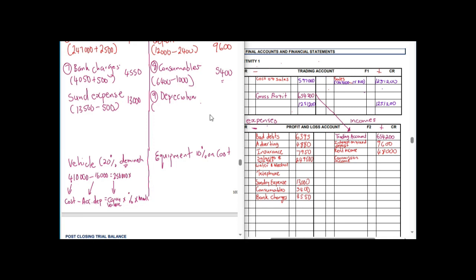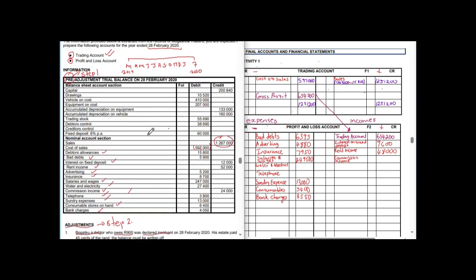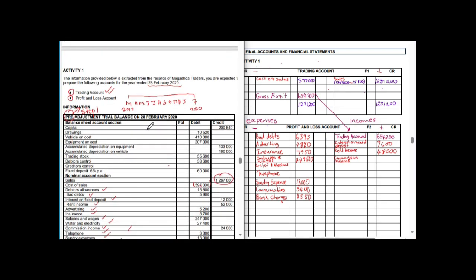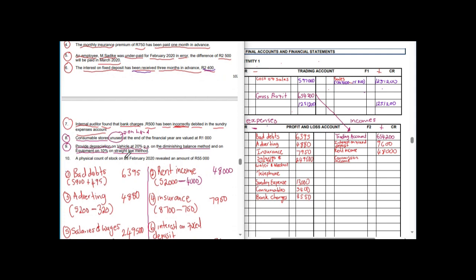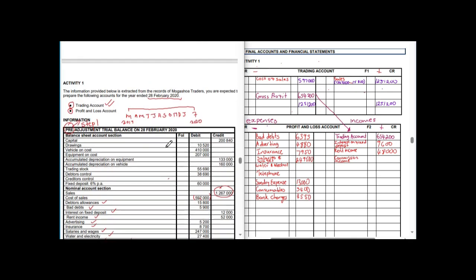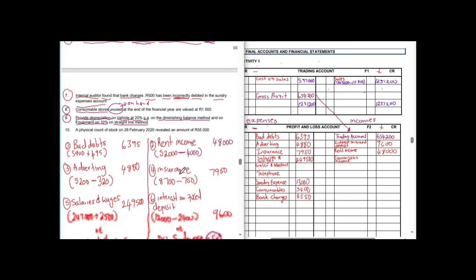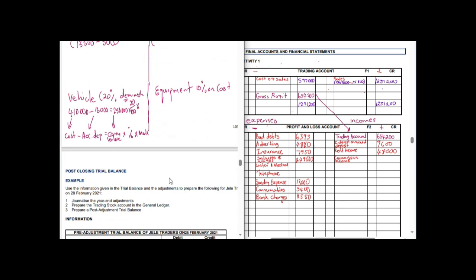250,000 multiplied by our rate, which is 20 divided by 100, multiplied by the months this vehicle is in the business. It's in the business for the entire financial year, meaning starting from March up to the 28th of February, as they told us that we need to calculate depreciation on the 28th of February. So it's from March up to February. Then how many months? It's 12 over 12.